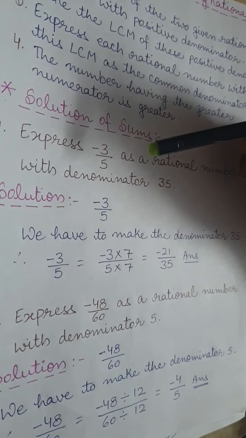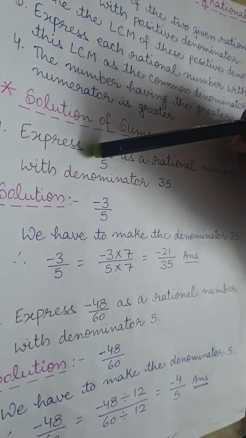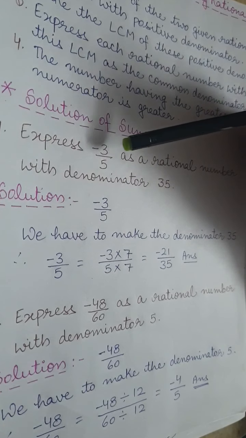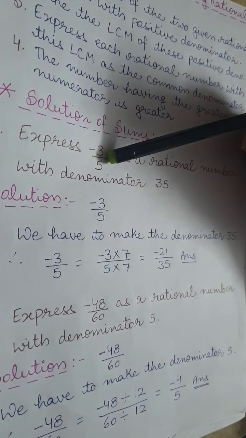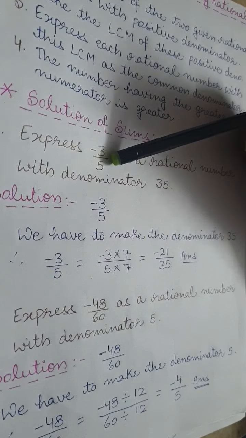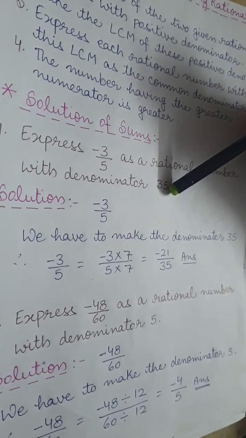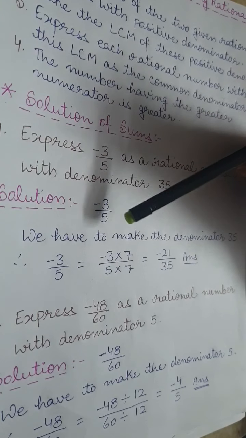The first question given is: express -3/5 as a rational number with denominator 35. What is given? We have been given a rational number, -3/5. What is the rational number? The rational number is -3/5. And what we have to do? We have to convert the denominator into 35. Fine. So, what will be the steps?